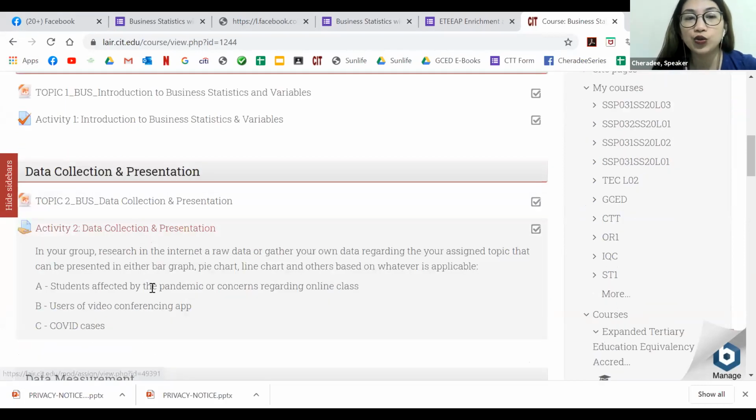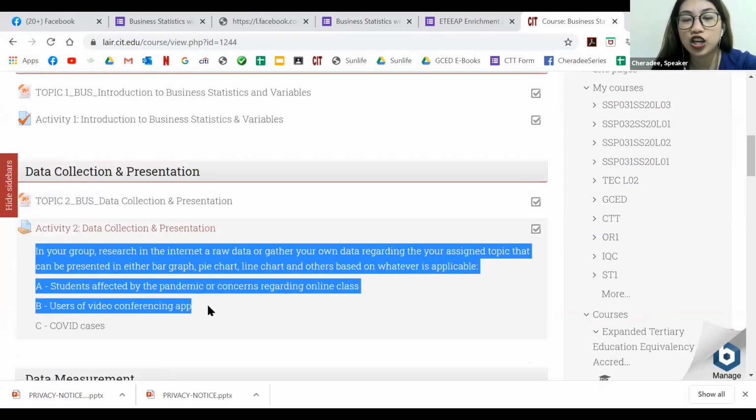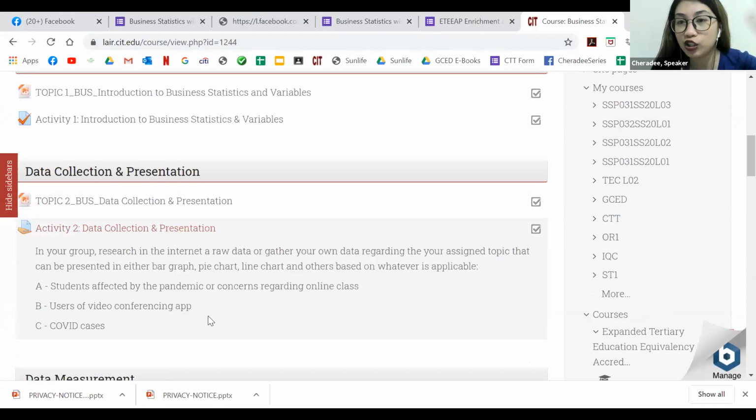Okay? And then for Activity 2, just read again the instruction. I will redo it later. You are to create a questionnaire. So what is required of you is a questionnaire.